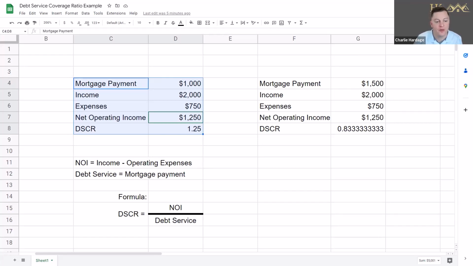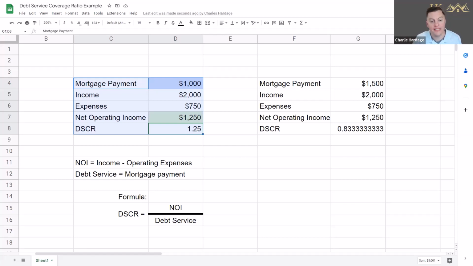$1,250 for this month. In order to get DSCR, what we do is we look at the NOI, which is right here, and we divide that by the debt service. Debt service is just the mortgage payment, and that's going to be in blue. And what we come up with, 1,250 divided by 1,000, is 1.25. So lenders typically look for at least 1.25 or better. And the higher the DSCR, the more the property cash flows, the better the cash flow.